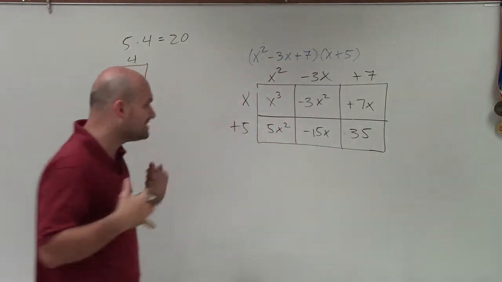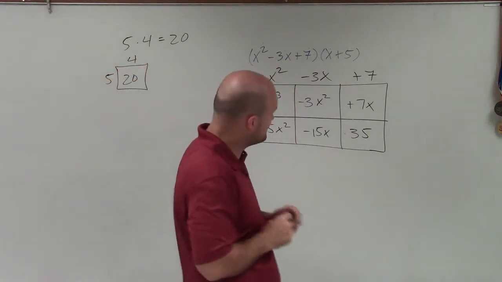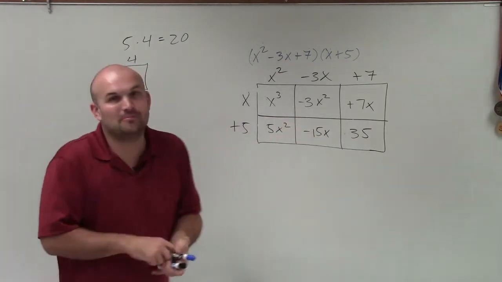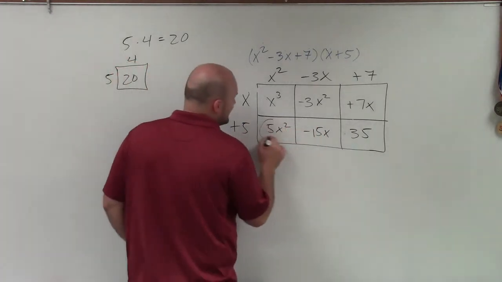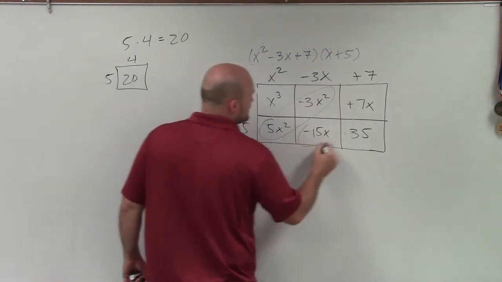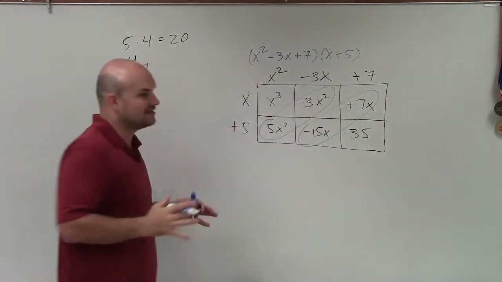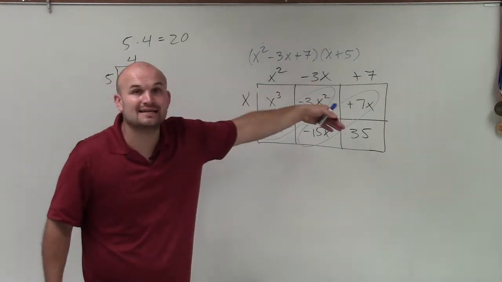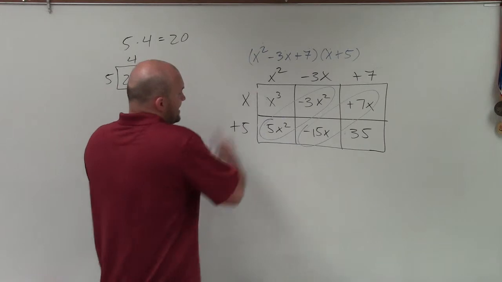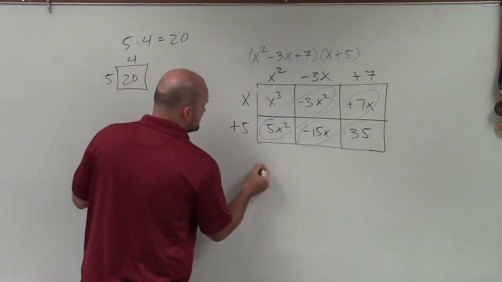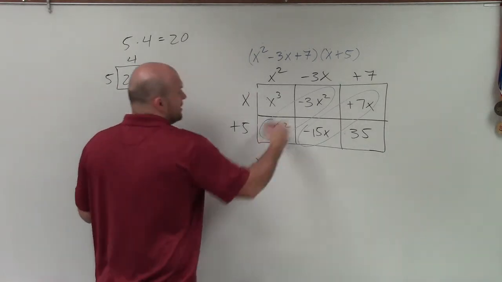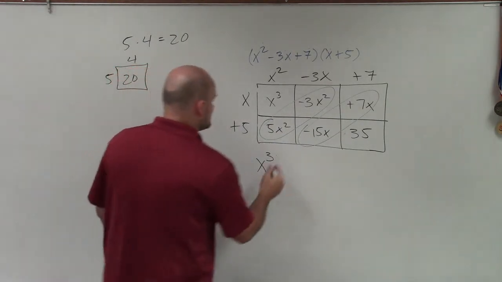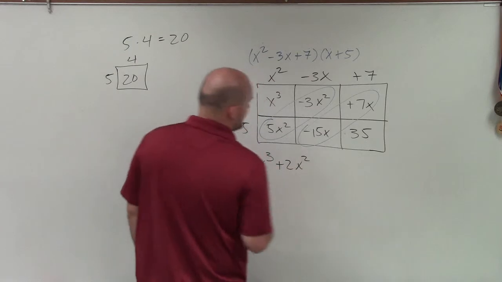What's nice about this, the reason why I also like this box method, is not only are all my solutions contained in their own little box, but also in the diagonals you can see that I have like terms. And just like when we did FOIL, multiplying binomial times binomial, I can now combine these like terms. So x cubed, I have nothing to combine x cubed with, so I'm just going to keep that as an x cubed. Here, I have 5x squared plus a negative 3x squared, which is just going to give me a positive 2x squared.